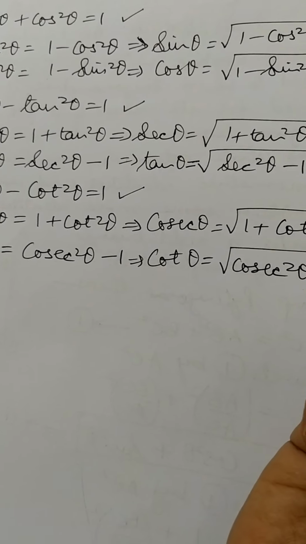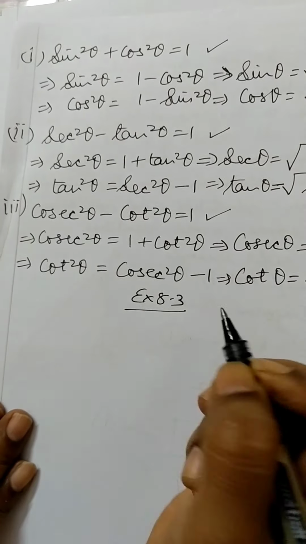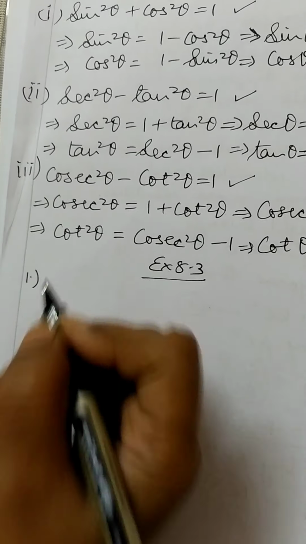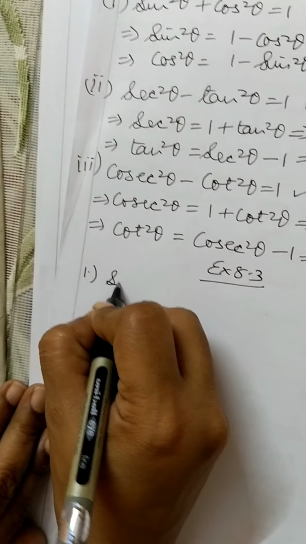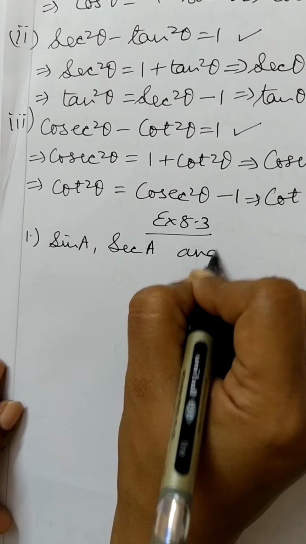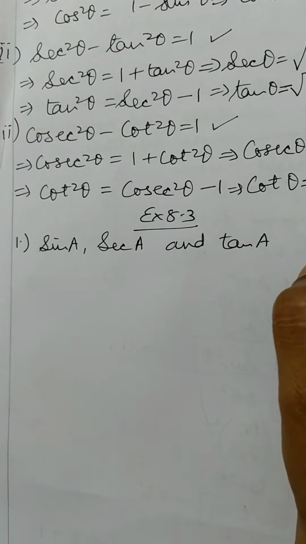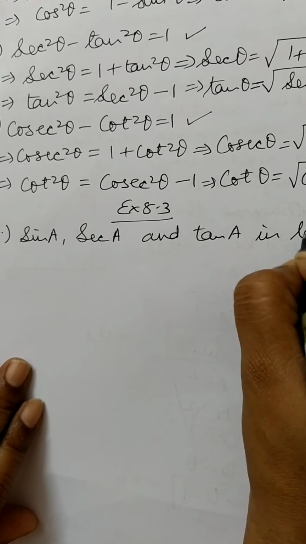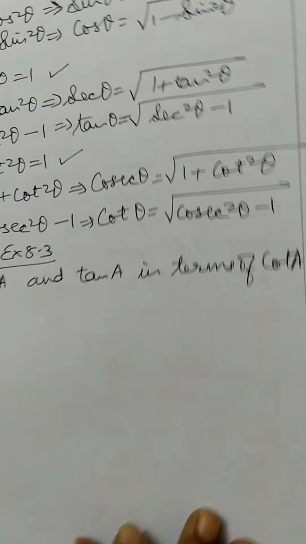In exercise 8.3, question number 1. You have to express the trigonometric ratios sin A, sec A and tan A in terms of cot A. So let us see how we can do it.